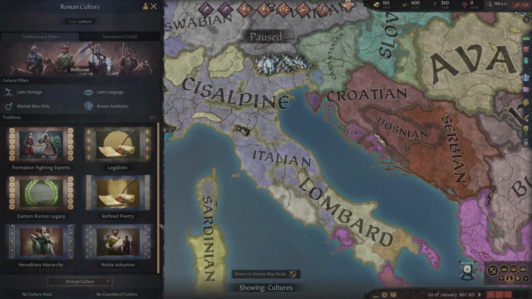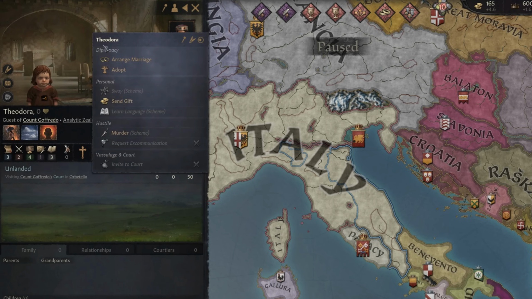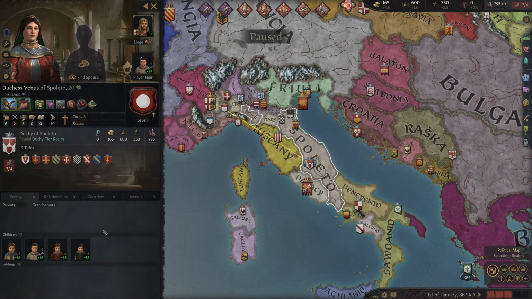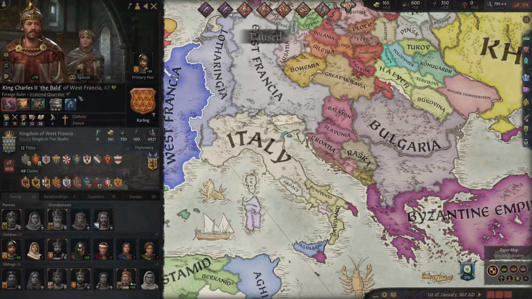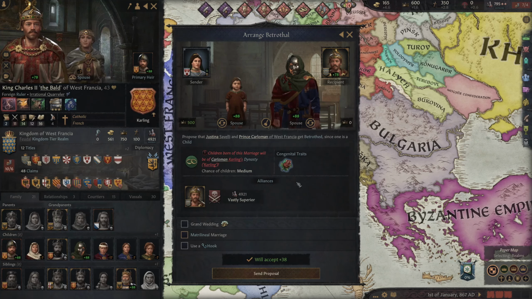What's also cool about Roman culture is with notable adoption, you can technically start with 0 kids and simply adopt everyone for free, but it'll take some time, so I need my children at game start to get the biggest alliances. We'll see that the kings of the nearby realms love us, and we can arrange a marriage with our daughters to their sons, and they will accept.